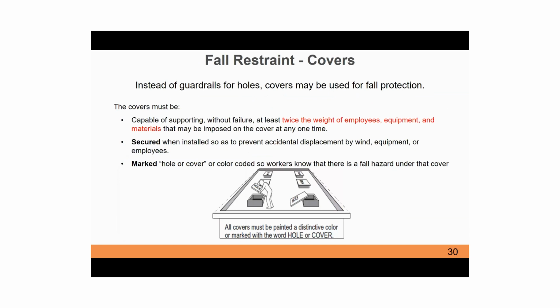If you're going to use guardrails or covers for holes, there's requirements for that. You want it to be strong enough for supporting twice the weight of the employees, equipment, and materials all added together. It has to be secured so it doesn't get displaced by any weather, equipment, or employees. And you need to have it marked where your employees will recognize it, whole or cover or color coded. Just as long as your employees are going to know that there is a fall hazard underneath that cover.